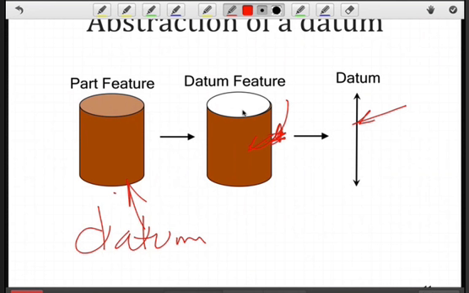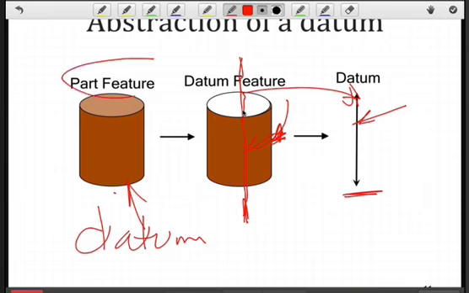Well, think about when you abstract these point, lines, or planes, think about a locating principle. In other words, how would I locate this datum in space? The only way to do that is to have an axis, right? And that tells us where the cylinder is. And therefore, this axis corresponds to our datum. So we take our datum feature, we abstract it, and now I know I've got a line that I can use as a reference, and it corresponds to our part feature, which is cylindrical.